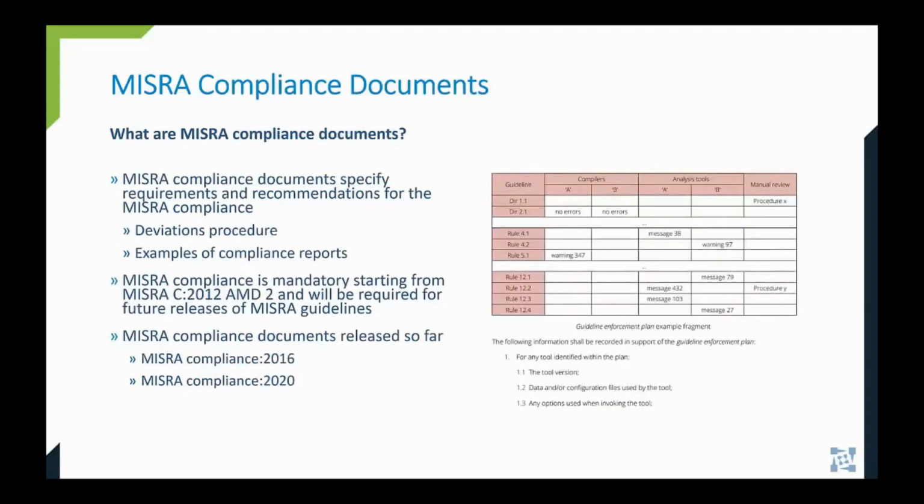Another supplementary document is the MISRA compliance. The MISRA compliance document clarifies or defines what it means to comply with MISRA. It lists the fundamental elements of the compliance process. It defines the deviation procedure. It provides the guidance for potential guidelines recategorization. And it gives examples of reports that should be compiled in order to claim MISRA compliance.